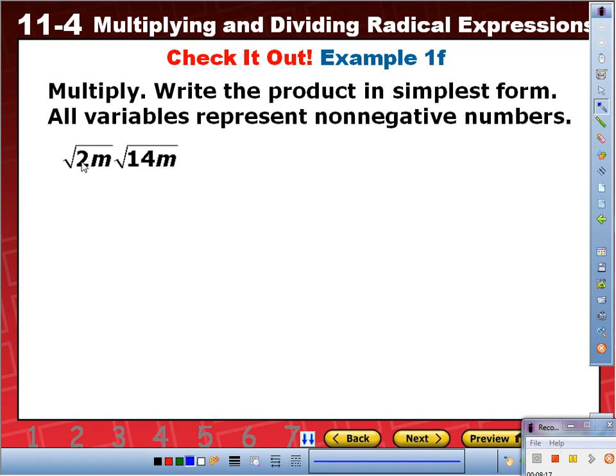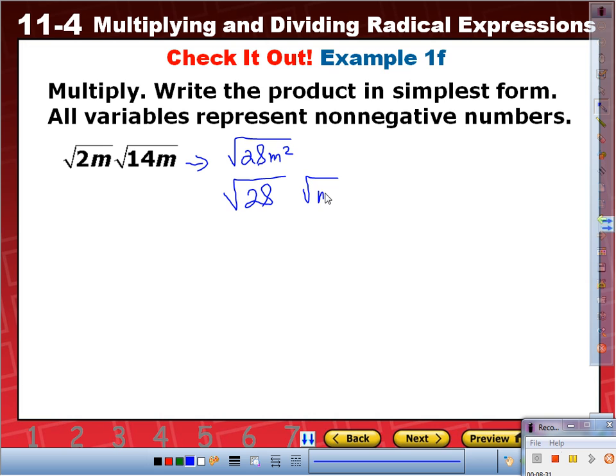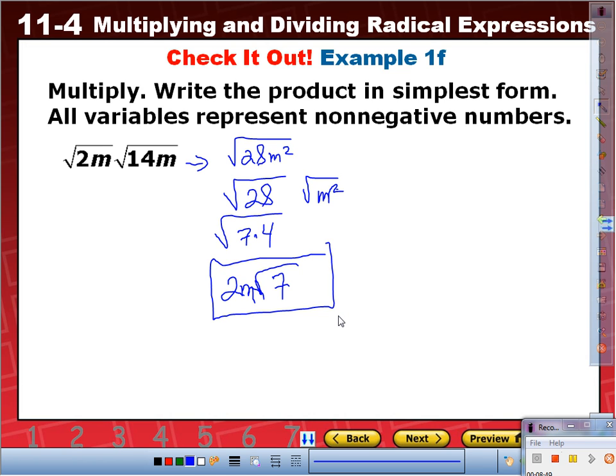So, radical times a radical. We get 2 times 14, that's square root of 28. m times m, that's m squared. I'm going to simplify these. This is square root of 28, square root of m squared. This one can be simplified. Square root of 7 times 4. What is square root of 4? 2 square root of 7. How about this one? This one has a square, so it becomes m. I just write it next to the 2, so it's 2m times square root of 7.